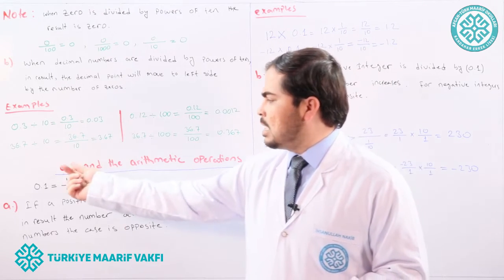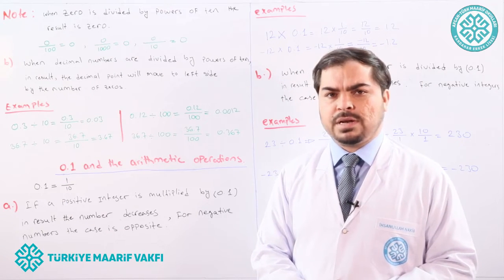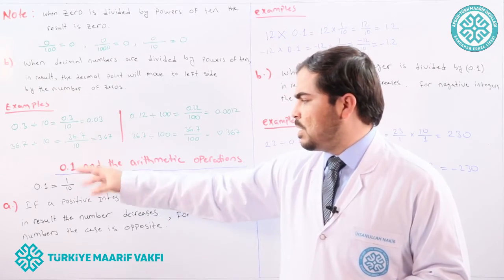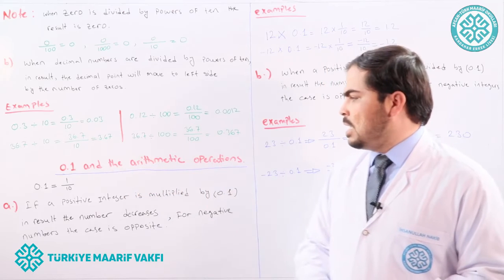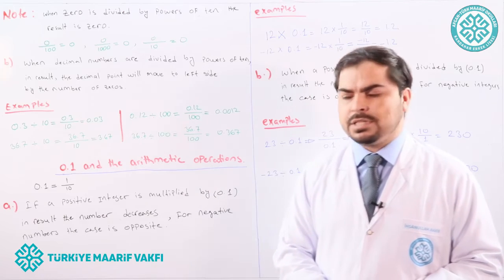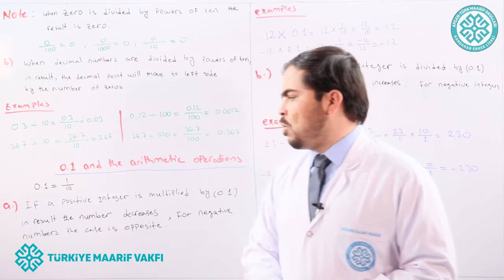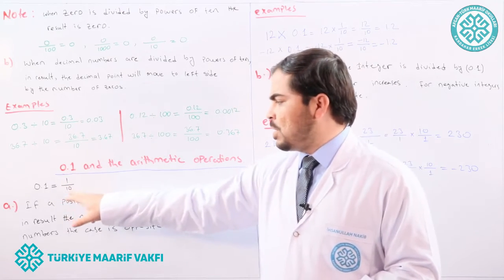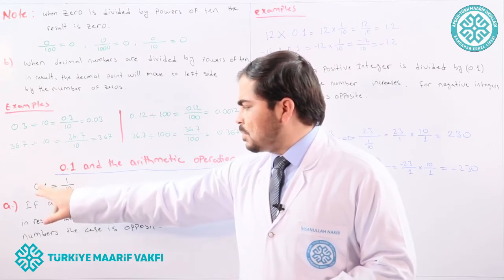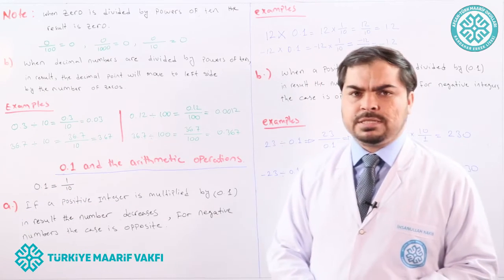Now we are starting a new topic. We have finished the powers of 10, and now we are starting decimal numbers. If you multiply or divide any number by a decimal number, what will be the result? Here we have 0.1, which is a decimal number, in the arithmetic operations. By arithmetic operations, we will consider multiplication and division. First, let's analyze what 0.1 is. 0.1 means 1 over 10, the tenth part of a number. We have similar cases, but a little bit different.